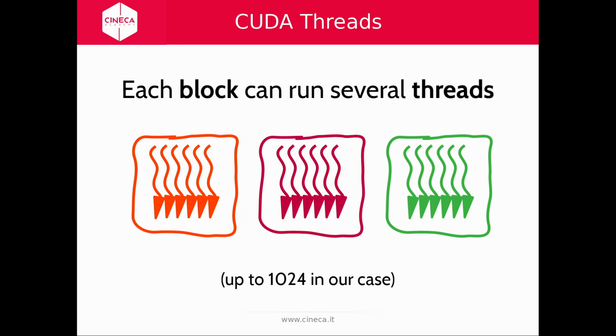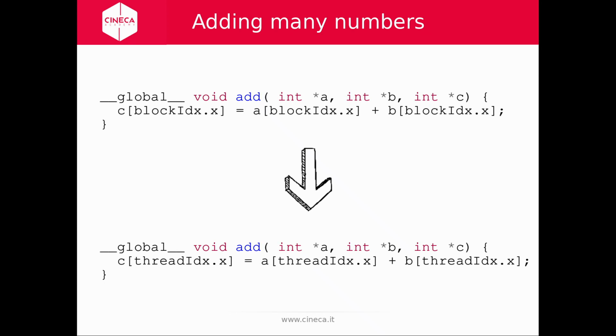Okay, so new concept, as I told you, each block can run several threads. So let's repeat the exercise we did before, but instead of using blocks, let's use threads. How are the things changing? Well, we just have to replace block index with thread index. Not a big deal.